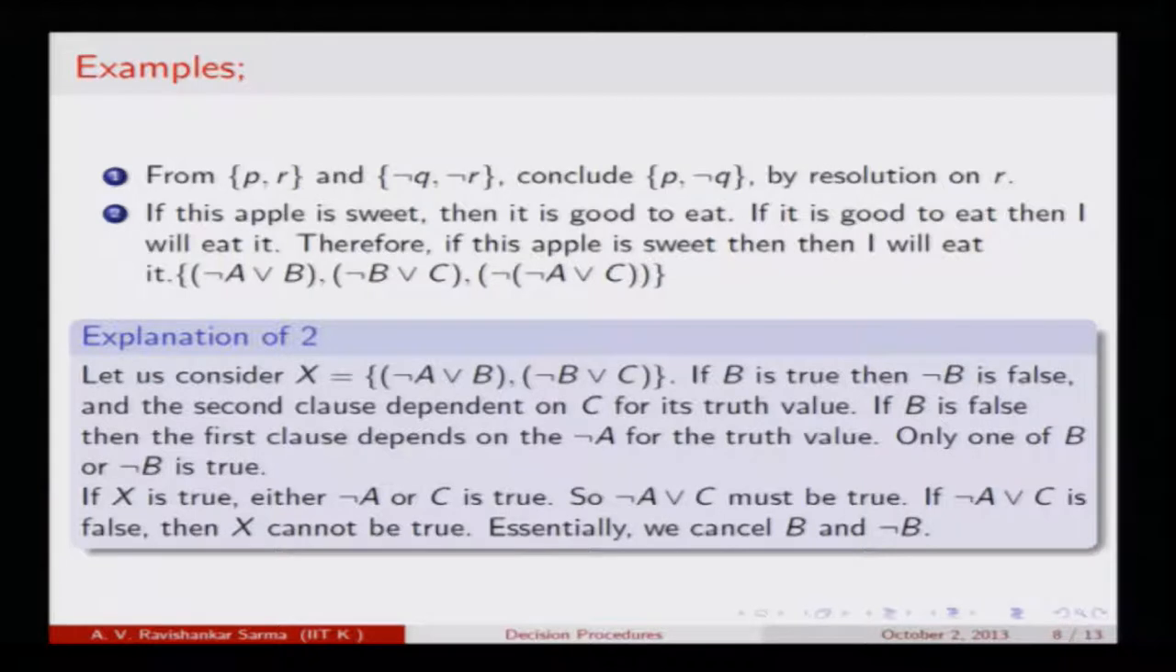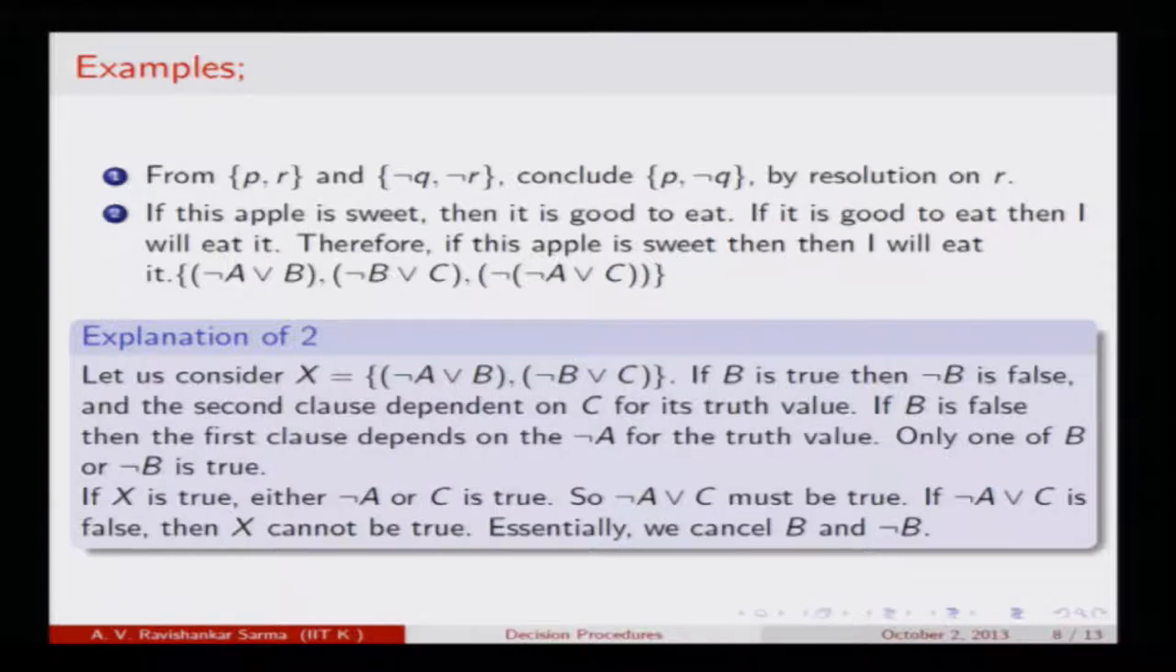Now if you take B as false, then obviously not B is going to be true. Then in the first clause, that is not A or B, B is already false, so the truth value of not A or B depends upon what value not A takes.